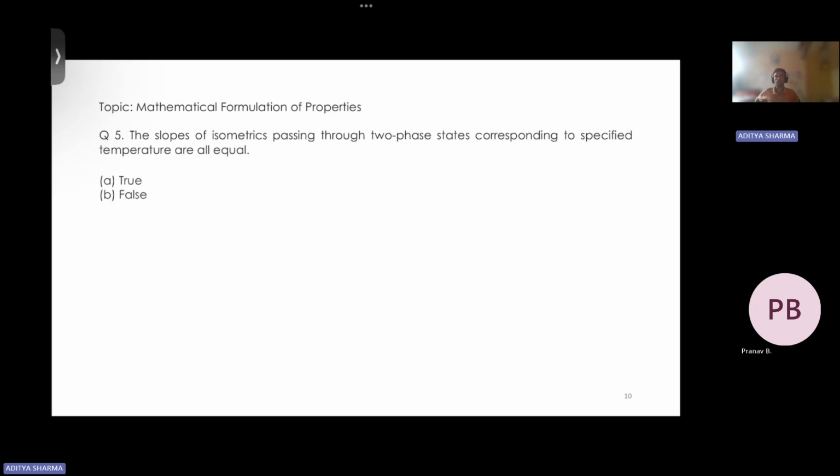So this is a true or false type of question. It's true because at every temperature there would be, like in the two phase region, the slope would be zero, so it's true. Okay. So you're saying in two phase region the slope will be zero. Okay.